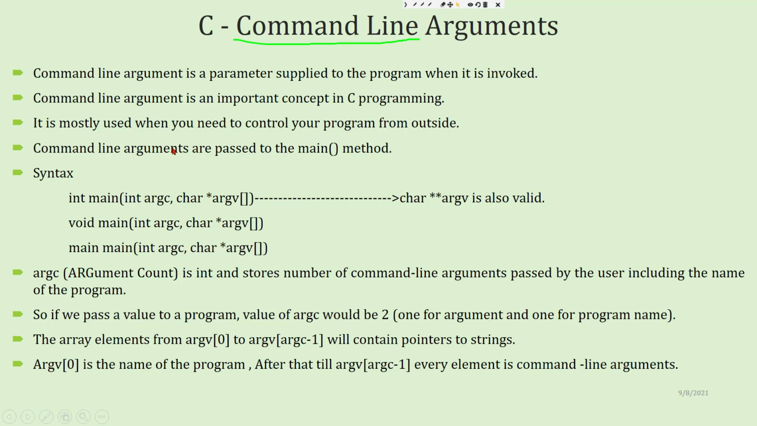Command line arguments are passed to the main method. Some syntax is there. Earlier we studied only main, opening bracket, closing bracket, and we didn't write anything inside this bracket. Here, in programs with command line arguments, we have to pass two parameters. One is int argc and another one is char star argv.